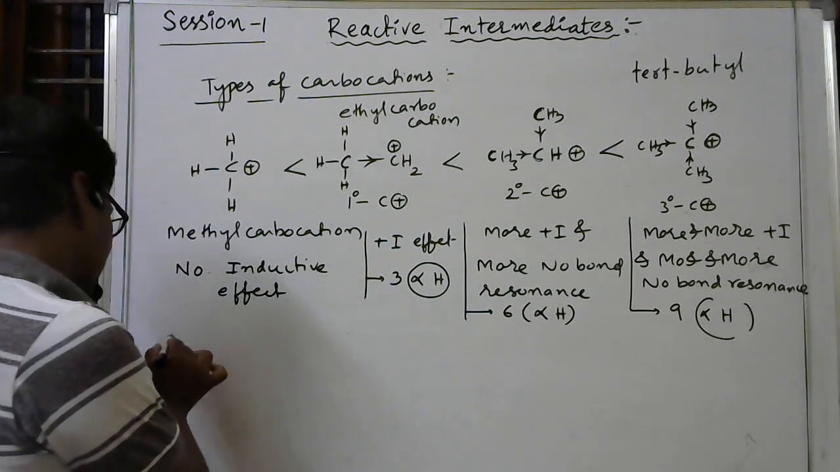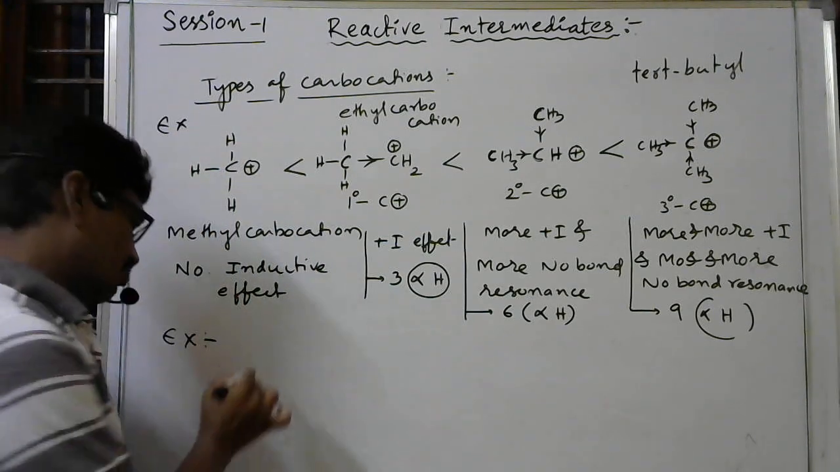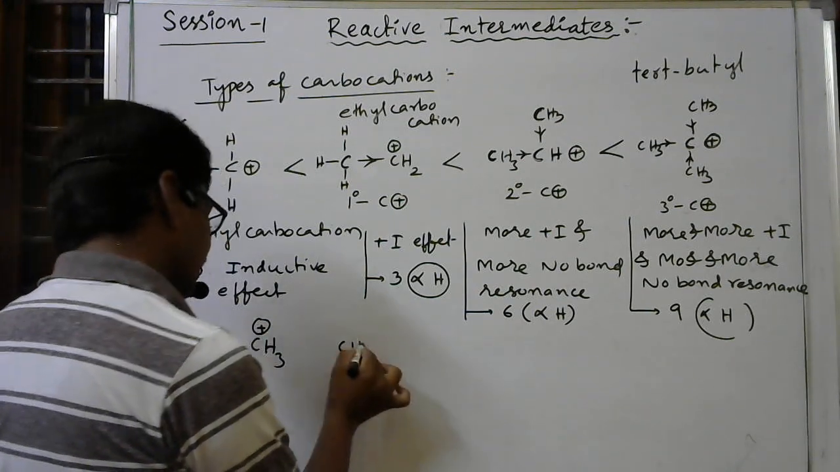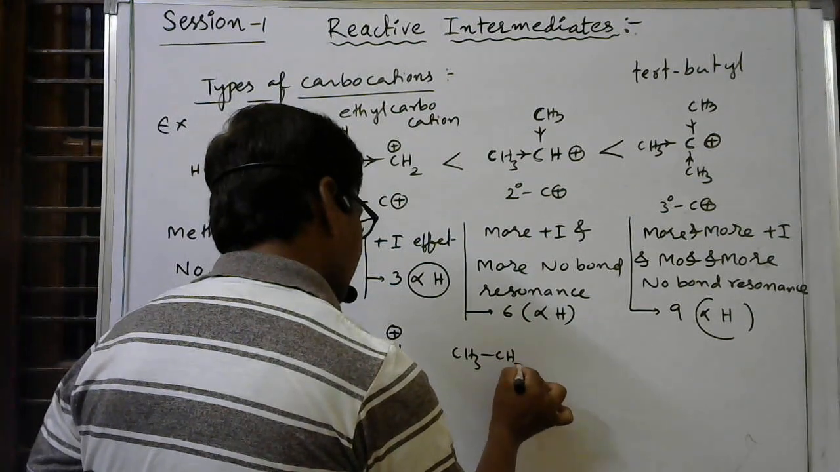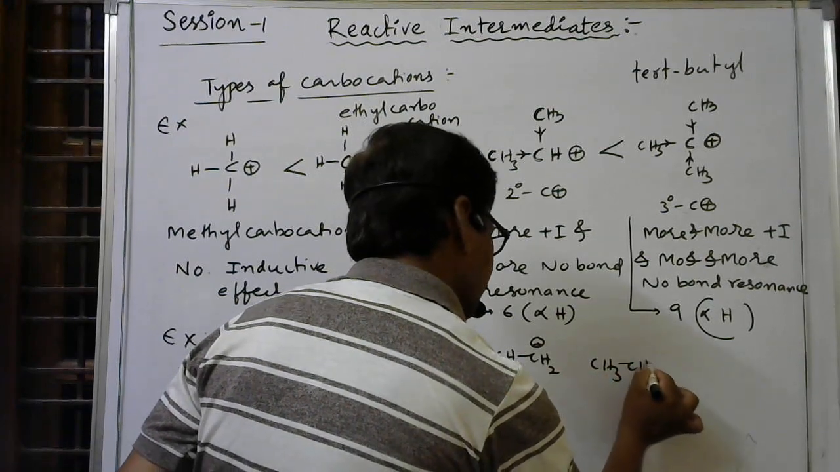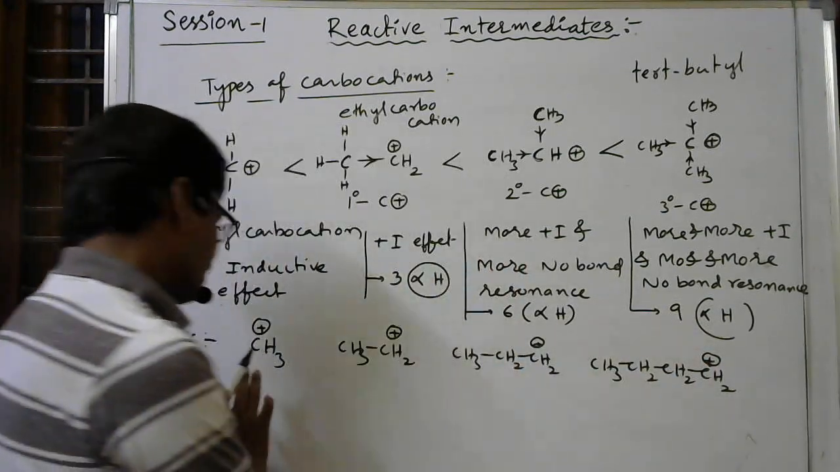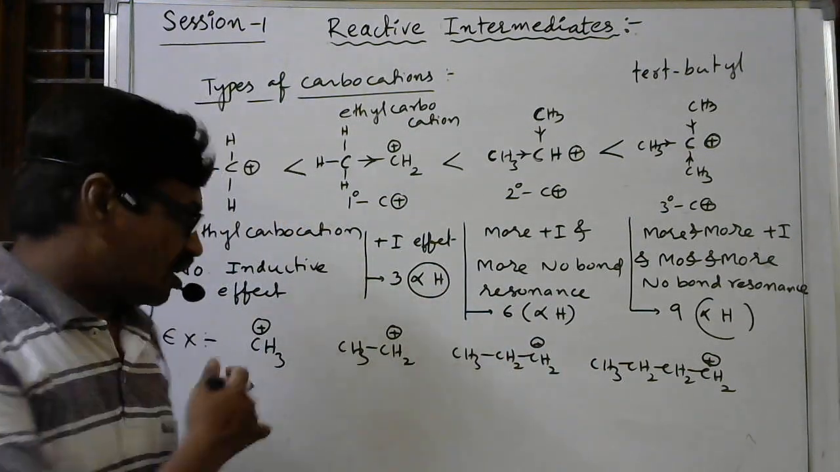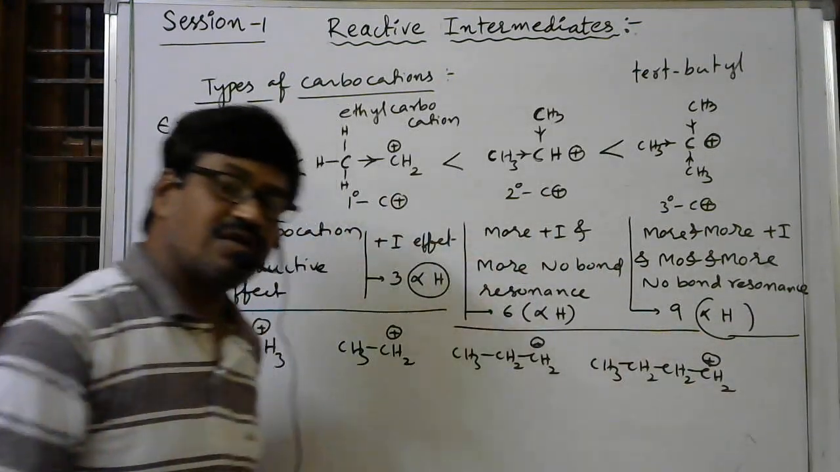Then one more example I am giving, with respect to alkyl groups. One more example here is the methyl carbocation. I am writing methyl carbocation, then ethyl carbocation CH3CH2+, then propyl carbocation CH3CH2CH2+, then increasing one more carbon, CH3CH2CH2CH2+, the butyl carbocation. Among these, which is more stable, and why?